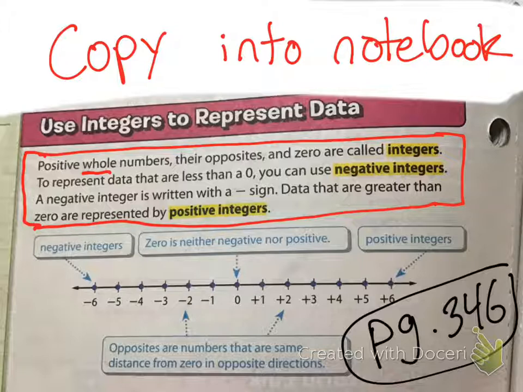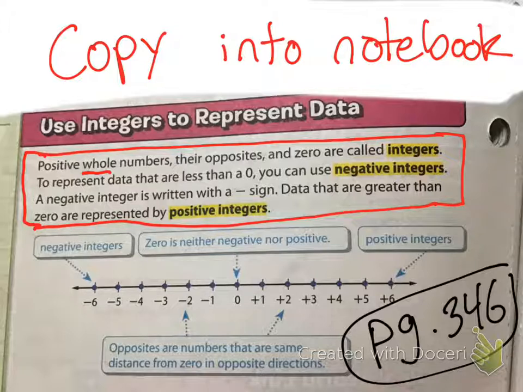Data that is greater than 0 is represented by positive integers. In that case, we don't necessarily need to write that positive sign because since it doesn't have the negative sign, we know it's positive. So, can 3/4 be an integer? What do we think? Raise your hand. What do we think, Fernando? It cannot. Only whole numbers are integers.